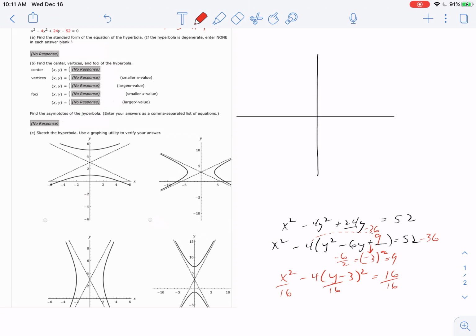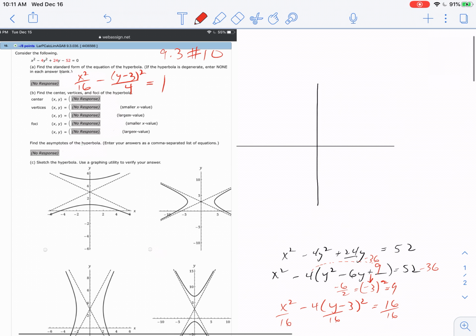And so I'll bring it back up here. I have x squared over 16 minus 4 over 16 is 1/4. So that's going to be y minus 3 quantity squared over 4. And the reason why we divided by 16 everywhere is so that our hyperbola was equal to 1. So when you look at this, opposite of what's in the parentheses with the y, is 3. So 0, 3 is my center.